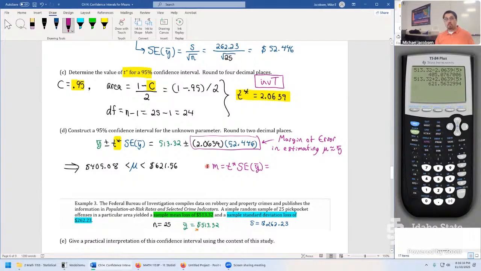This is not a question that I ask a lot personally on a quiz or exam, but in some of the MyLab statistics questions, not a lot of them, this is a question that they do ask. So this is all they're really asking for. Let's take 2.0639 times 52.446. So the margin of error is $108.24. And just a reminder, this is again mostly for MyLab homework.